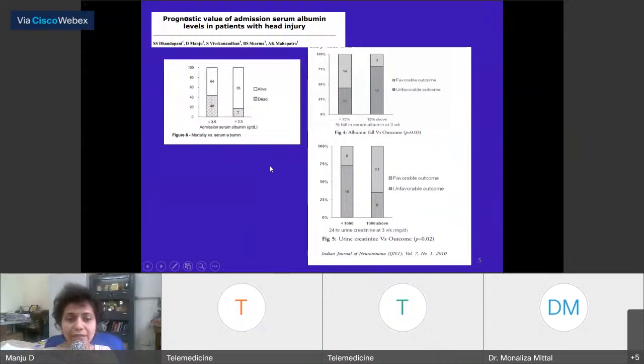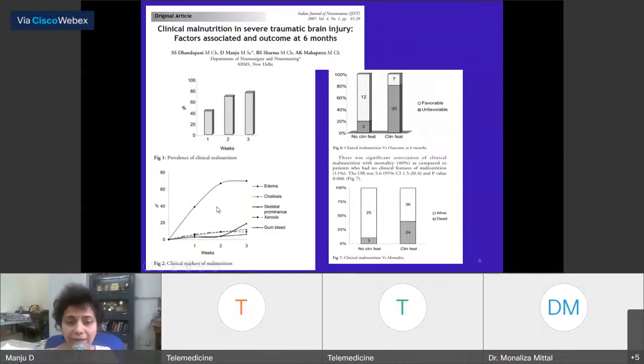So you can also see here that the mortality and unfavorable outcome in patients who had low albumin and low urine creatinine was very high. So it is very important for us to maintain a normal protein level. This again shows that as the weeks increase, as the days of injury increase, they had a high number of clinical signs of malnutrition. What are the common clinical signs of malnutrition in these patients?